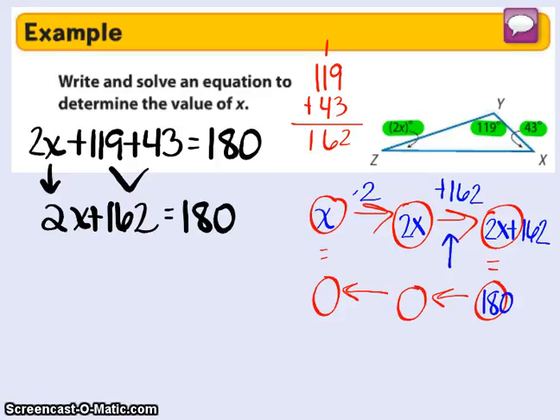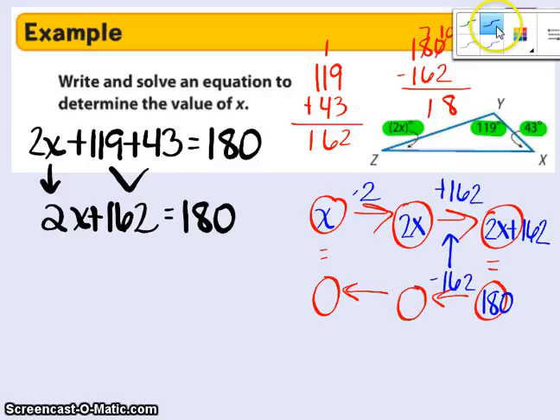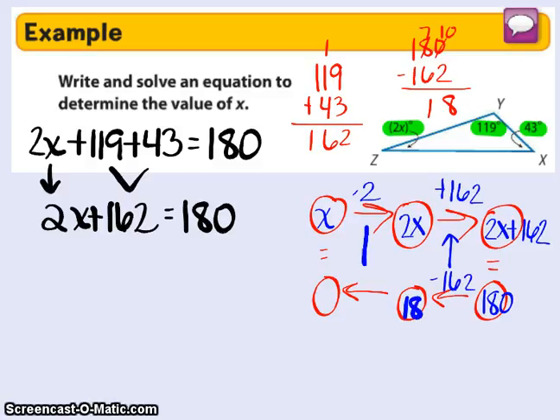I do the opposite of plus 162, which is to subtract 162. So I have to do 180 minus 162. I have to borrow from that 8, that becomes a 7, and that 0 becomes a 10. 10 minus 2 is 8, 7 minus 6 is 1. So I know that here I get 18. Then I have to do the opposite of times 2, which is to divide by 2. And 18 divided by 2 is 9. So x is equal to 9.